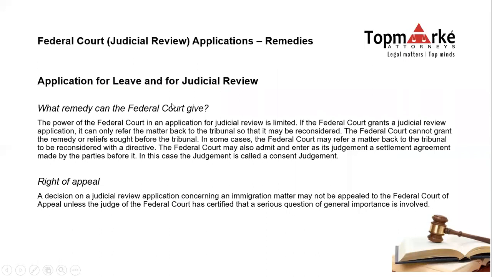So what remedies can an applicant who files an application for leave and judicial review obtain at the federal court? So the power of the federal court in an application for judicial review is limited. They are reviewing the errors of the tribunal, not only the errors, they also look at the jurisdiction and powers and all that, but they just generally review that. However, the federal court can send the matter back to the tribunal for reconsideration. The federal court cannot grant you the specific remedy or relief that you're seeking at the tribunal.